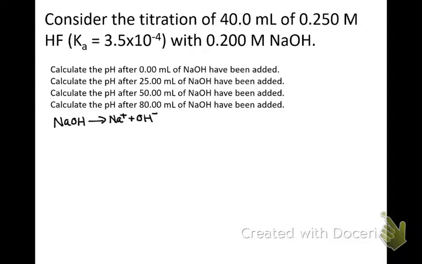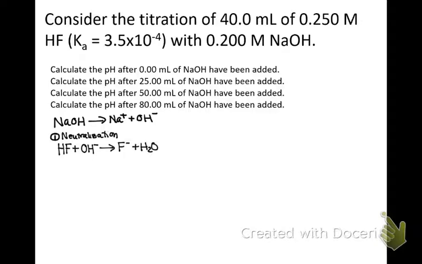As we think about how this is going to affect the titration, we realize that these problems all have two parts. The first part is neutralization. In a neutralization reaction, we have an acid here, HF, reacting with OH⁻ to completion to form F⁻ and water.